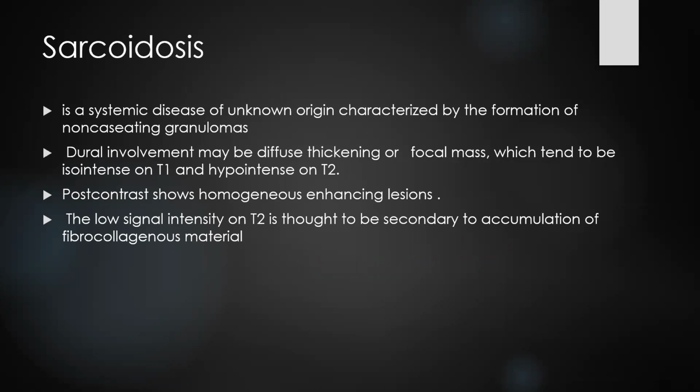Sarcoidosis, another granulomatous disease, is a systemic disease of unknown origin characterized by formation of non-caseating granulomas. Dural involvement may be diffuse thickening or focal mass, which tends to be isointense on T1 and hypointense on T2. Post-contrast shows a homogeneously enhancing lesion. The low signal intensity on T2 is thought to be secondary to accumulation of fibrocollagenous material.